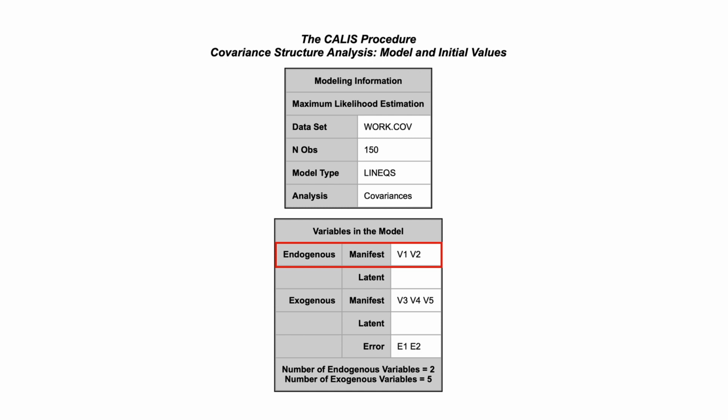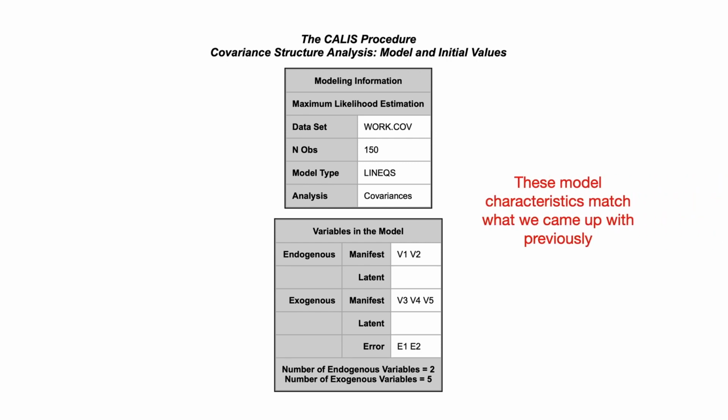Looking at the variables in the model table, we see that we have 2 endogenous manifest variables specified, V1 and V2, and so that's correct. We see that we have 5 exogenous variables, 3 of which are manifest variables and 2 are error terms. The exogenous manifest variables are V3, V4, and V5, and the exogenous error terms are E1 and E2. And so overall, we have 2 endogenous variables and 5 exogenous variables in the model. And that corresponds to what we came up with previously.